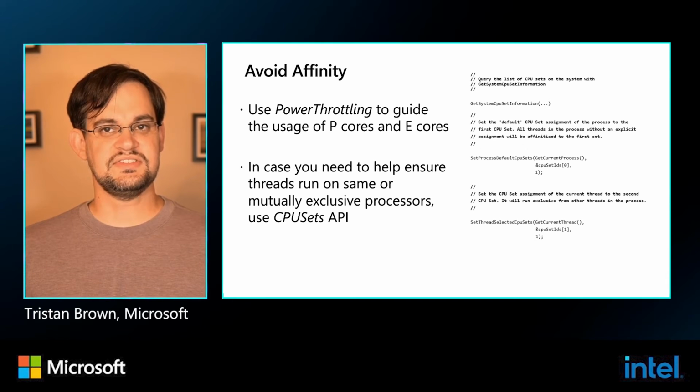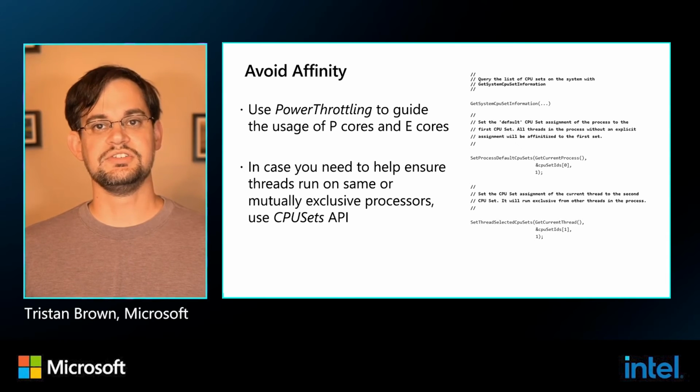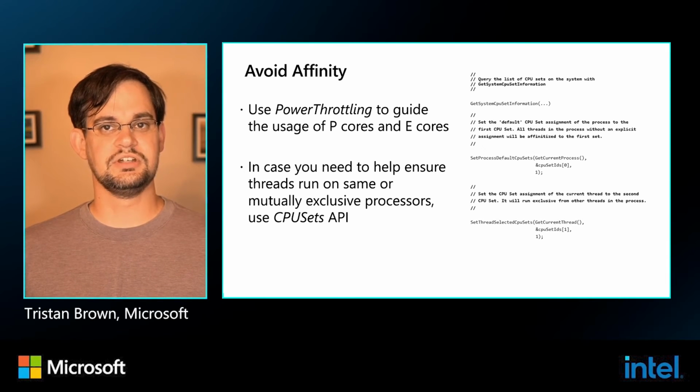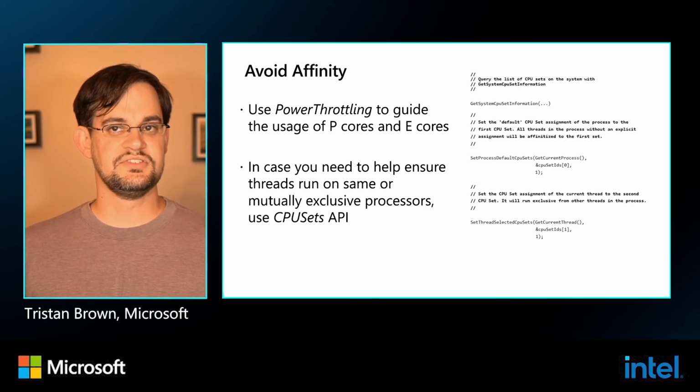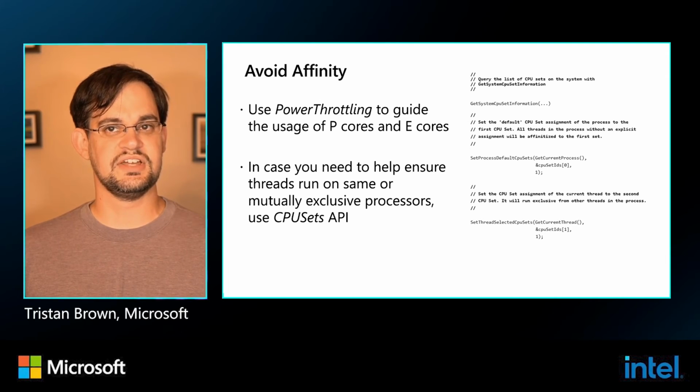The CPU sets API allows applications to enumerate distinct CPU sets and associate a process or thread with one or more CPU sets. Get system CPU set information lists all the CPU sets on the system, including a variety of characteristics applications can use to determine the properties of each CPU set. Set thread selected CPU sets indicates which CPU sets an individual thread should run on, and set process default CPU sets indicates which CPU sets should be used for threads without explicit configuration.